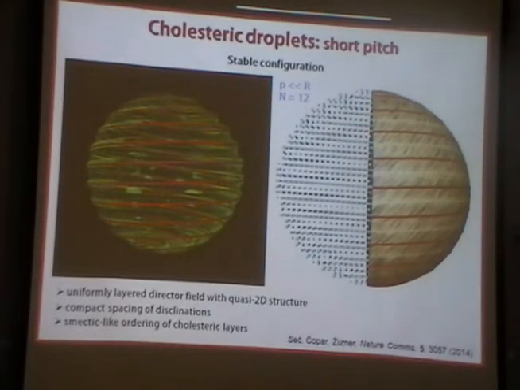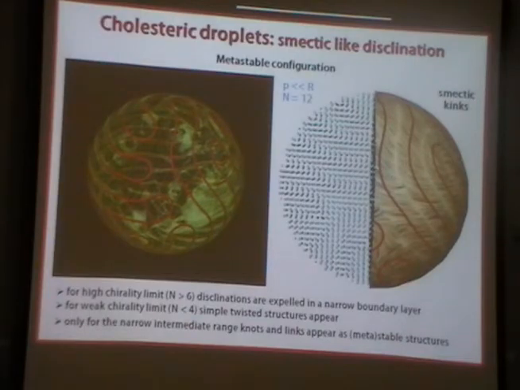Of course, if you're reducing the size of your pitch more and more, you're ending up with defects which are just limited close to the surface of the droplet, and you get a kind of uniformly layered structure with compact spacing of disclinations in this way, or in a little bit more kinked way, so it resembles a little bit smectic kinks. And it's a very delicate balance actually between droplet radius and pitch parameter, so only in a short range can you achieve some local disclinations, otherwise you have to go to some simpler structures.